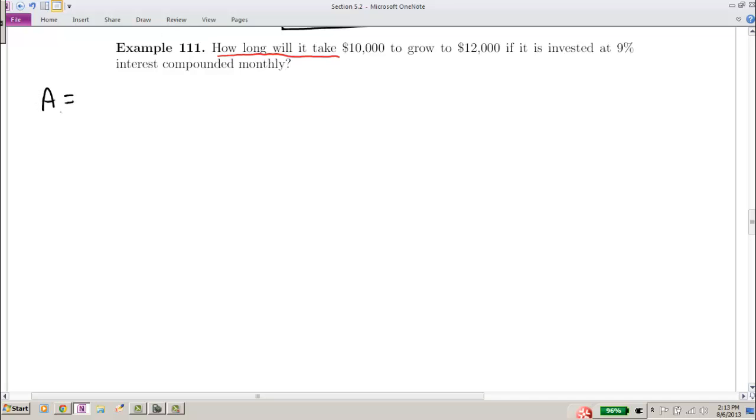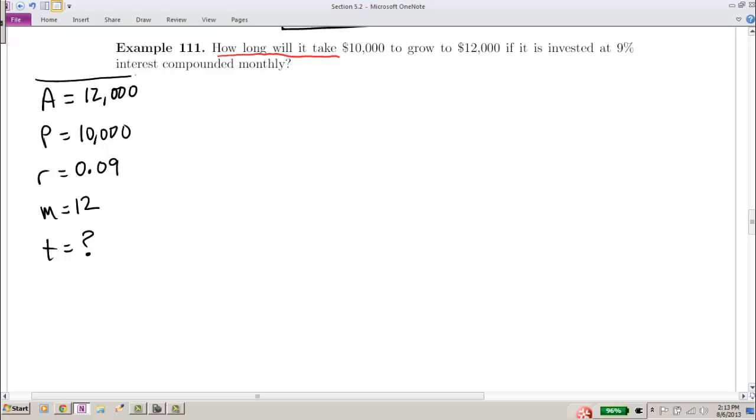So here are the players in our compound interest formula. This time it's the value for time that we don't know. It's compounded monthly, so M is 12. The interest rate is 9%, 0.09. The principal is $10,000, and we want to end up with $12,000.